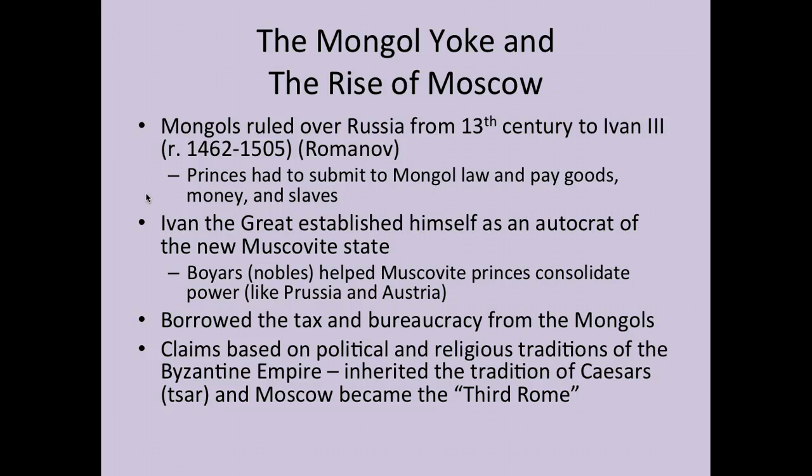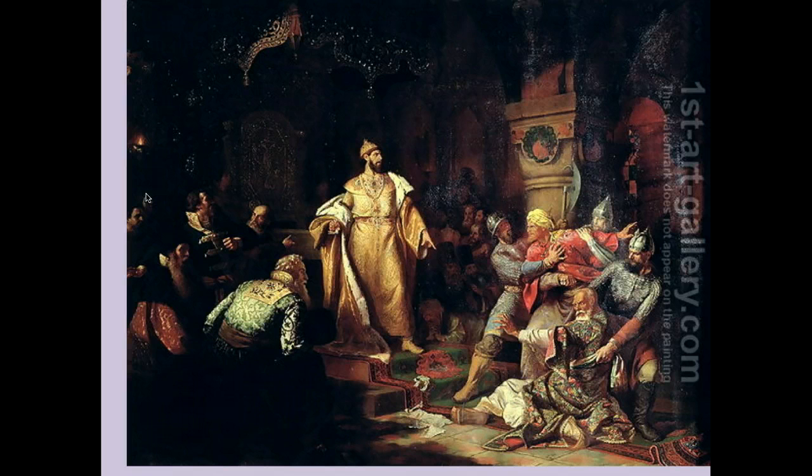So just like the Junkers were the nobles in Prussia, the boyars are the nobles in Russia, and they helped Muscovite princes consolidate power just like Prussia and Austria. He borrowed their system of taxation and bureaucracy from the Mongols, and he made claims based on political and religious traditions of the Byzantine Empire. So he tried to establish Russia as a key heir of the West by calling it the Third Rome, because after the Byzantine Empire collapsed, they're sort of picking up the torch of the Roman Empire. Here's a cool painting of Ivan the Great establishing power over the Mongol yoke.